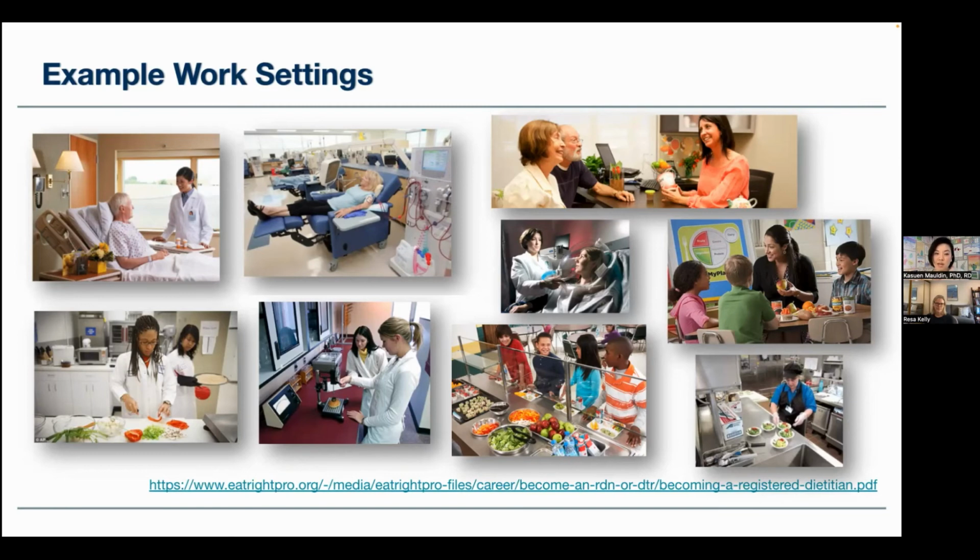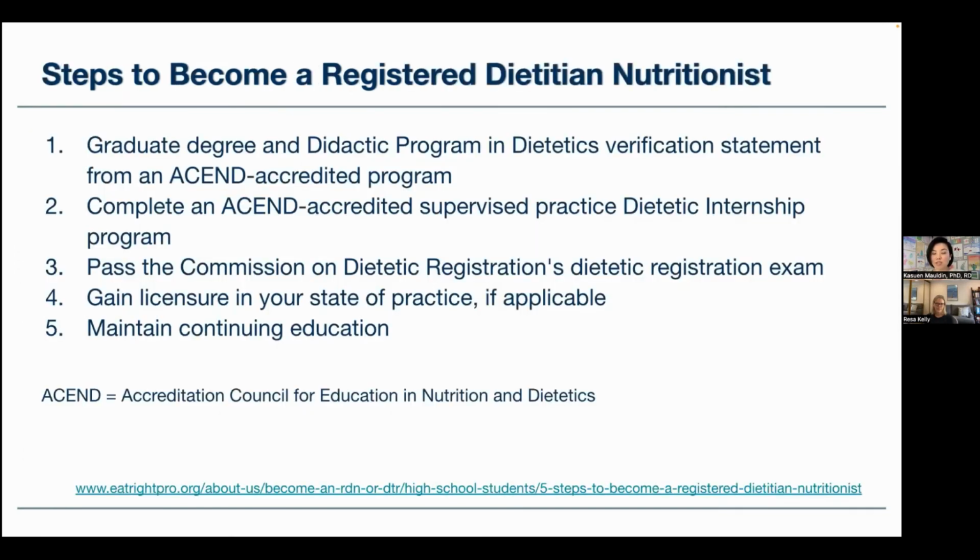I'll wrap up by just sharing with you some of the steps required to become a registered dietitian. To become a registered dietitian, one does need to have a graduate degree or advanced degree and to have completed a didactic program in dietetics. And when you complete a didactic program in dietetics, you'll get a DPD verification statement. And then after that, the second step is to obtain a dietetic internship or supervised practice and complete those hours.